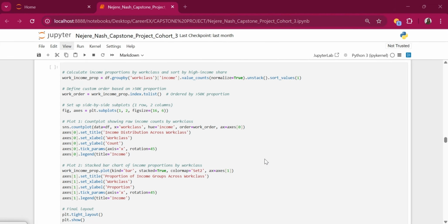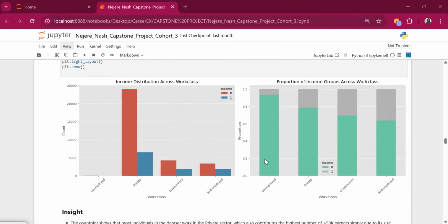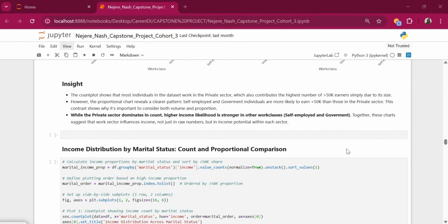I went on to compare the work class. Looking at this, we already saw that private has the most representation of people in the data set, so of course it also has the highest number of people that earn greater than 50K, followed by government and self-employed, which are very close. But the proportion plot tells a different story: even though the private sector has the highest number of people earning greater than 50K, people that are self-employed and people in the government actually have a higher possibility of earning greater than 50K.